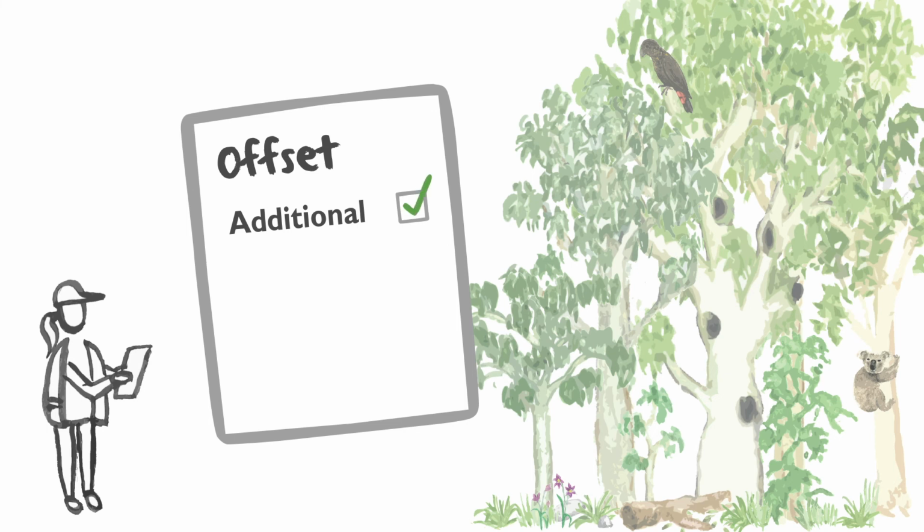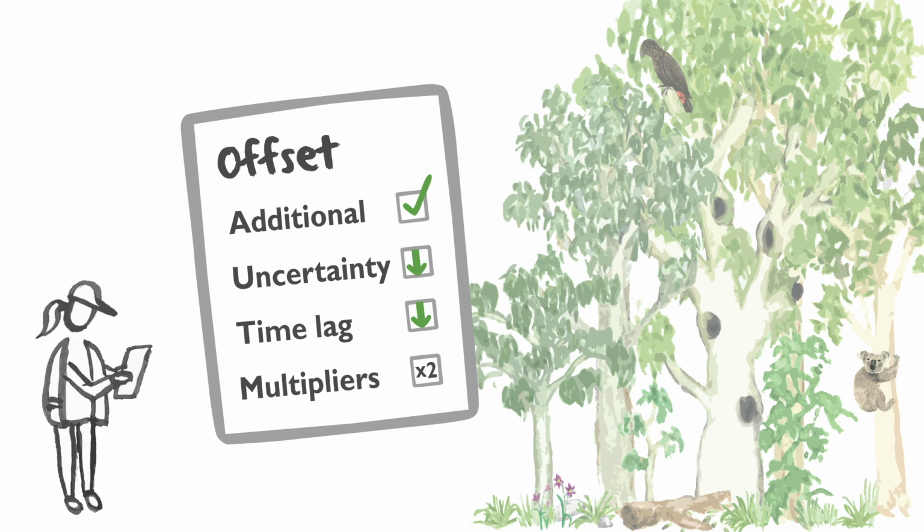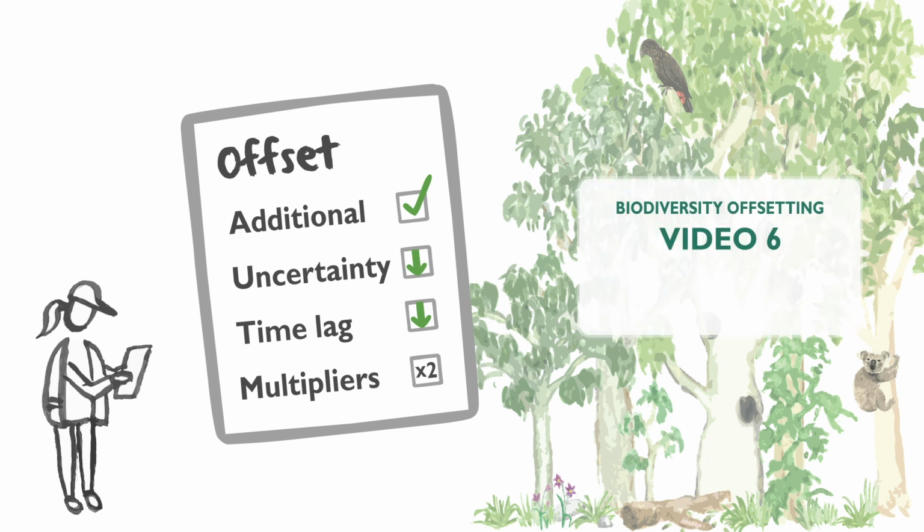For all these reasons, when designing or evaluating an offset, careful attention needs to be paid to reducing both the uncertainty that the expected benefit or gain won't be realised and the time lag between the loss from the impact and the gain from the offset action. Once these factors have been reduced as much as possible, appropriate multipliers that increase the amount of offset action required can help to deal with remaining uncertainty and time lag. The next video will consider offset rules and how they are used to help make sure that the net outcome of losses and gains aligns with societal expectations.